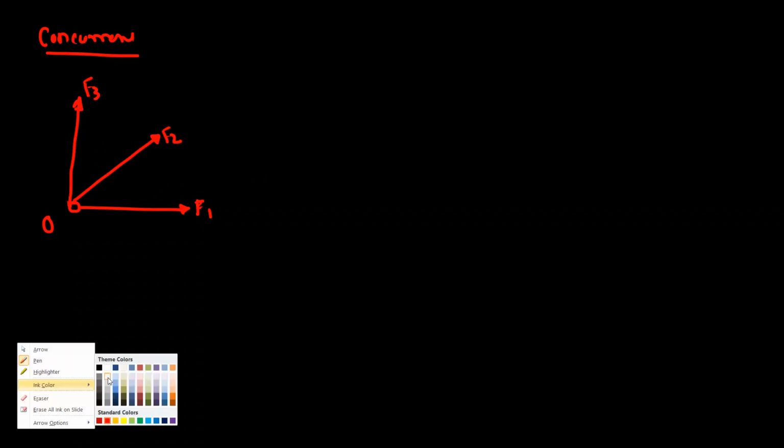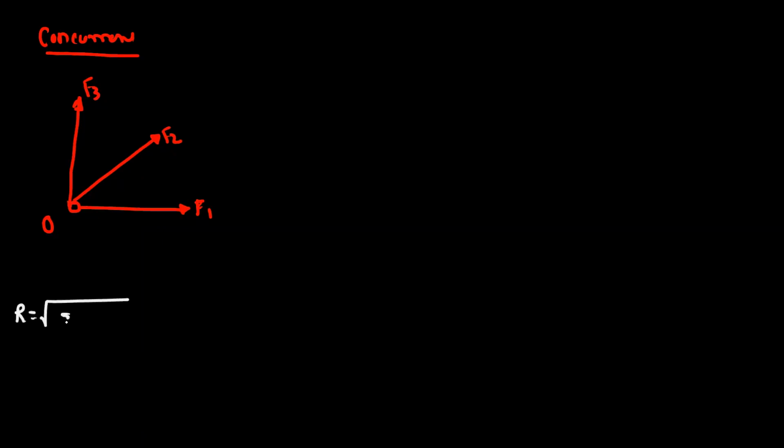Now compare this with the concurrent force system. Suppose we have one concurrent force system. This is the point O, and we have the forces F1, F2, F3. Whenever we calculate the resultant for the concurrent force system by this formula, R is equal to square root of summation Fx square plus summation Fy square. We know that the resultant will act at this point only, that is the point of concurrency. Suppose this is the resultant, and then we can find out the angle with respect to the x-axis, which is theta.